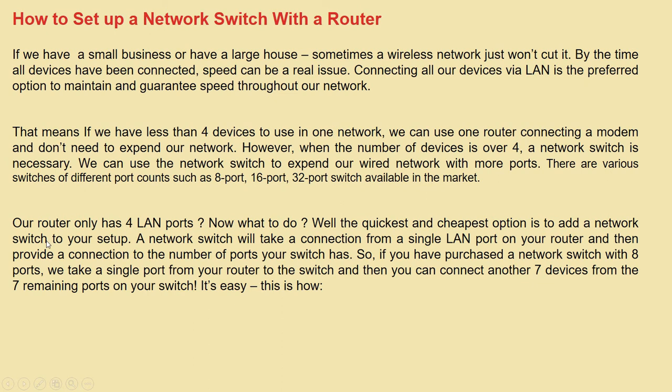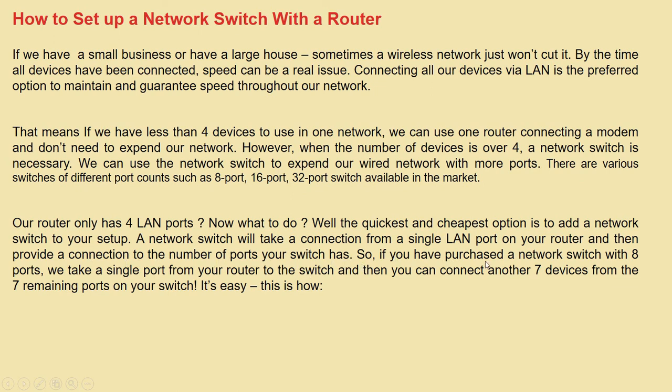Our router only has 4 LAN ports. So now what do we do? Well, the quickest and cheapest option is to add a network switch to your setup. So here you have to set up one network switch with a router. A network switch will take a connection from a single LAN port on your router and then provide a connection to the number of ports your switch has.